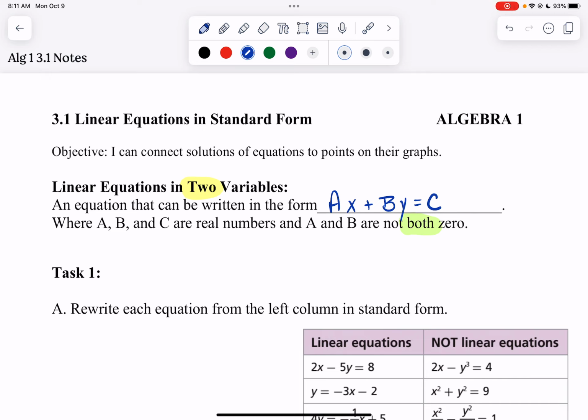For example, if a was 3, b was 5, and c was 10, we'd have 3x plus 5y equals 10. Again, this a, b, and c are just numbers, but we write it as a literal equation, if you remember from a few sections ago, denoting that a, b, and c can be any number. So we have 3x plus 5y equals 10.